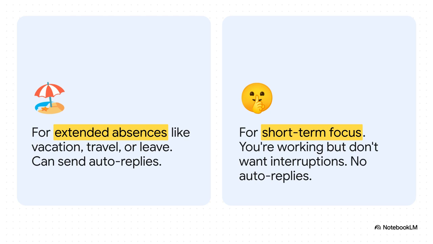Now, it's really important to get this distinction right. Setting your status to busy or do not disturb is for when you're at work, but you just need to focus. Out of office, on the other hand, is totally different. It's for those longer absences, and it comes with that superpower of sending auto-replies. Using the right one sends a very different signal.